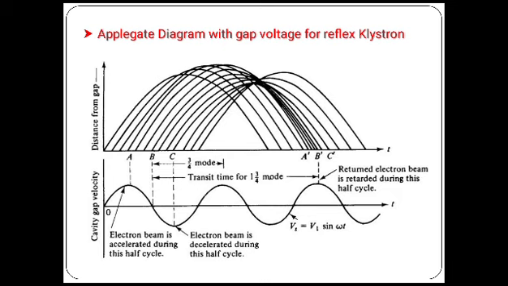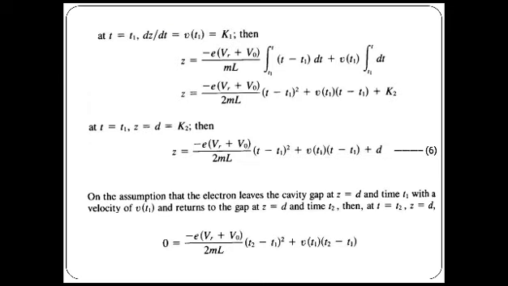We will calculate the mode with T equal to n plus 3 by 2, the transit time for the 1 3/4 mode. The returning electron is retarded during the half cycle. Using the values, substitute and you will get z equal to minus e (VR plus V naught) by 2 ml times (t minus t1) the whole square, plus V of t1 times (t minus t1), plus k2. On the assumption that the electron leaves the cavity gap at d at time t1 with velocity V of t1 and returns to the gap at d, 0 equals minus e (VR plus V naught) by 2 ml times (t2 minus t1) the whole square, plus V of t1 times (t2 minus t1).